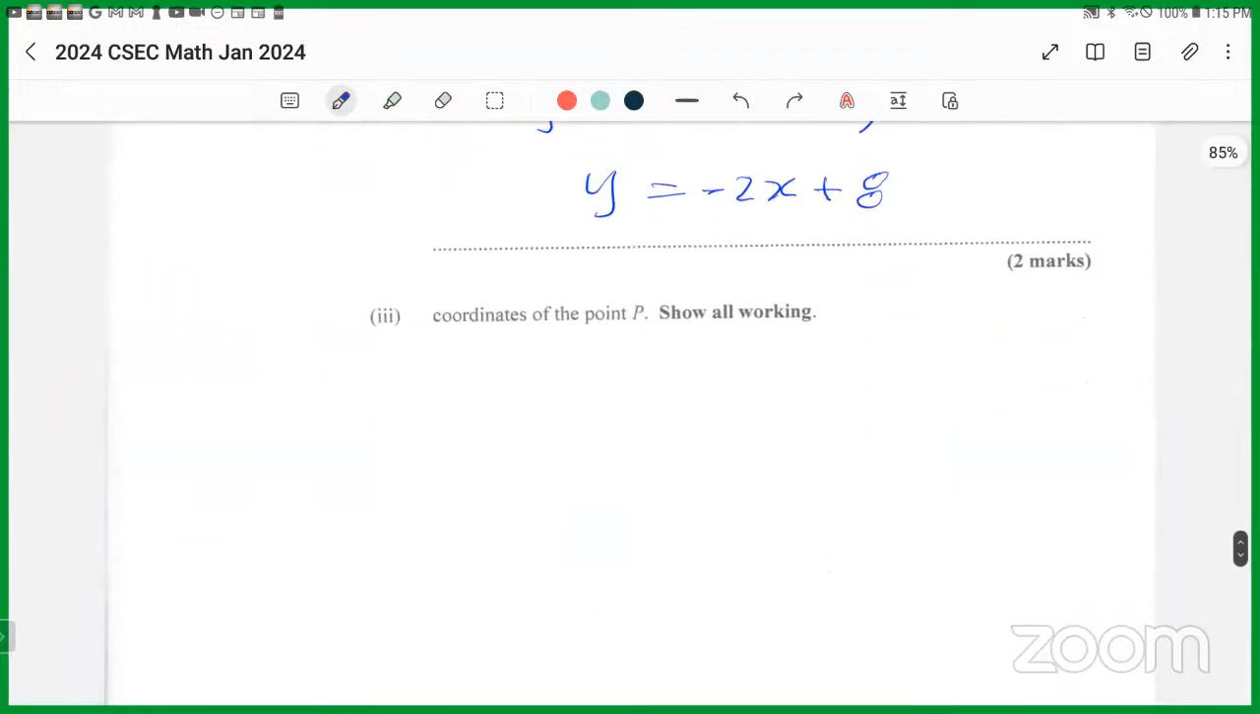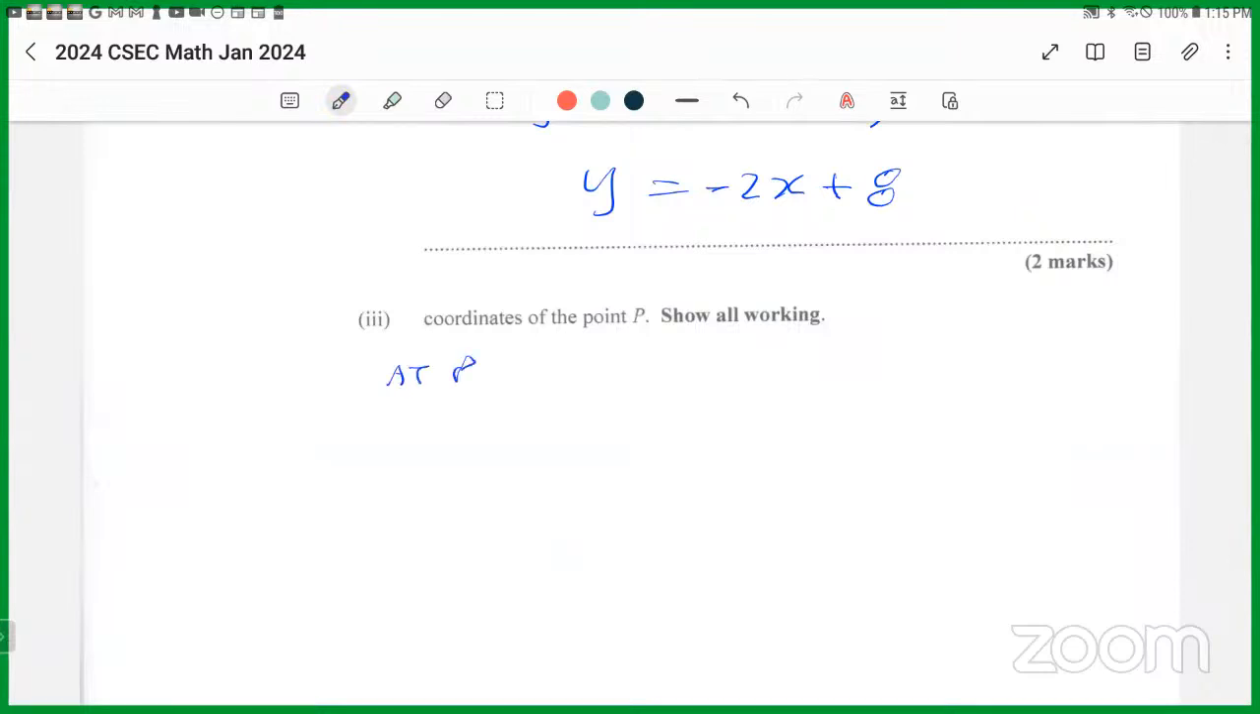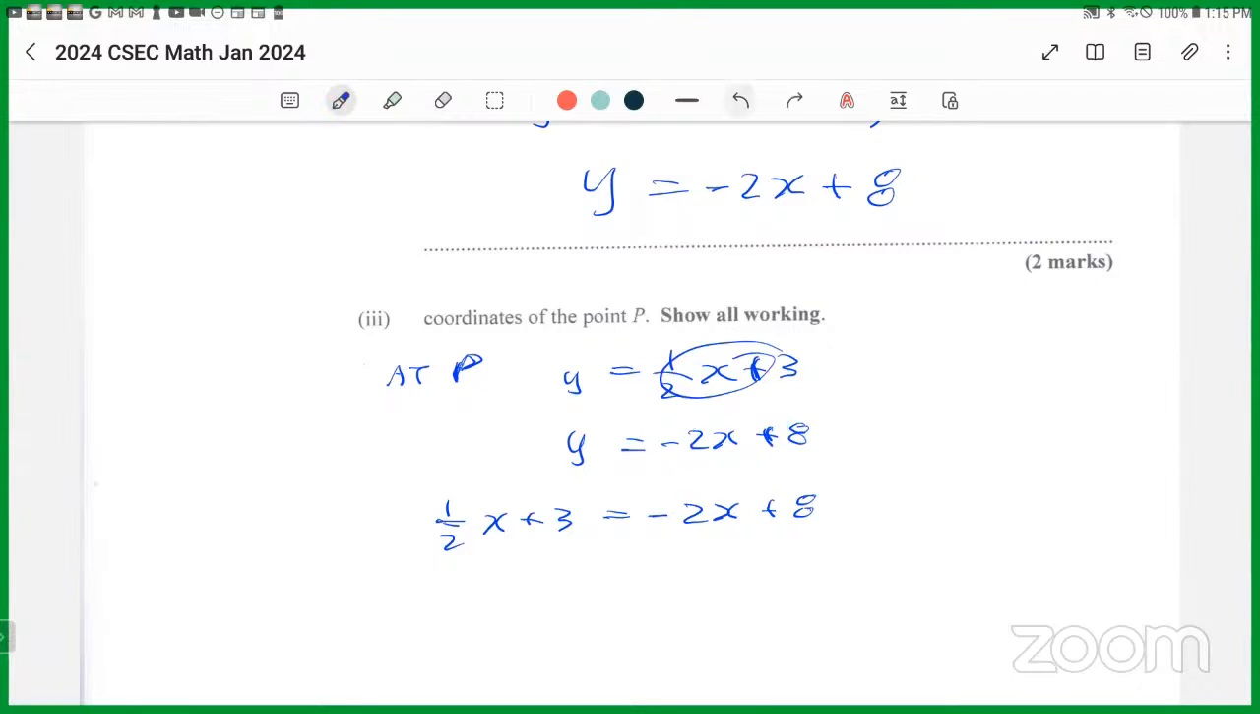All right, so at P, y is equal to half x plus 3 on the G line, but y is also equal to minus 2x plus 8. P is the point of intersection of the two lines. So if y equals this, and y also equals this, we can equate them, because y is the same value on both lines. So we can write half x plus 3 is equal to minus 2x plus 8.